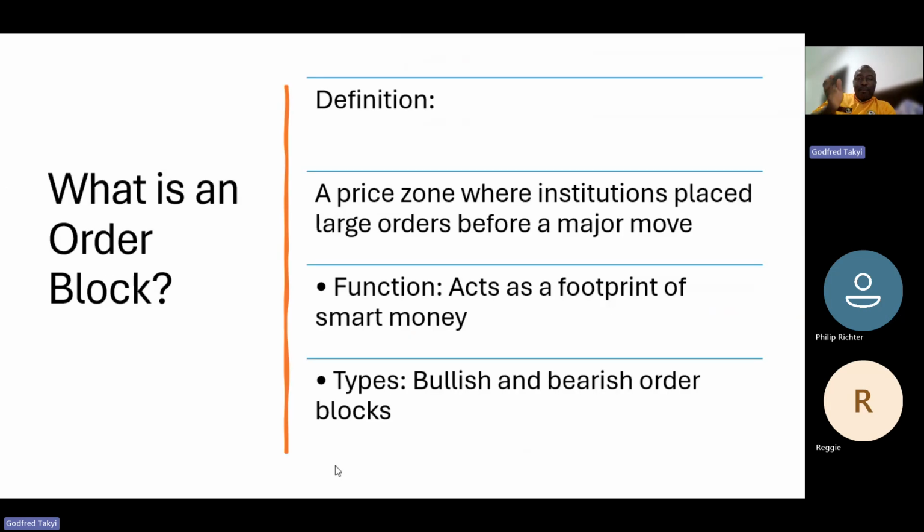An order block is a price zone where institutions place large buy or sell orders before a major move happens. So a bullish order block is the last candle before a bullish impulse. A bearish order block is the last candle before a bearish impulse. These zones act as magnets, and price often returns to them before continuing.